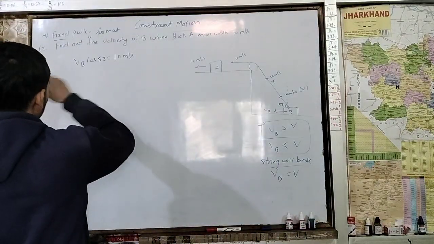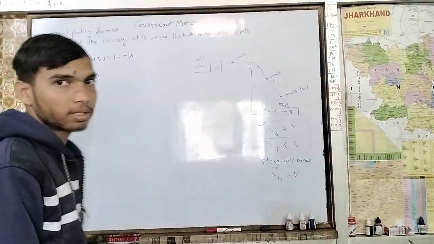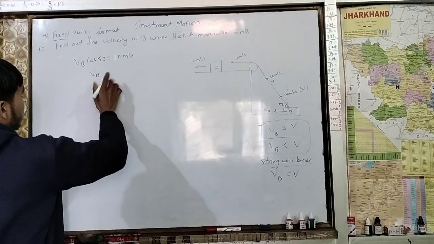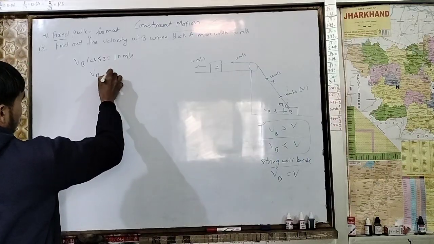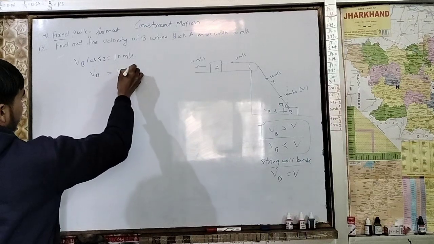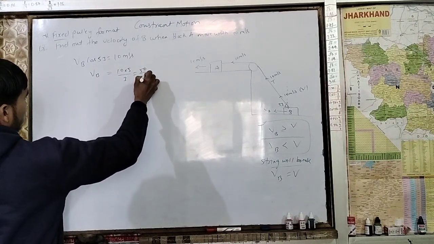So finally your velocity will be how much? Cos 53 is 3 upon 5. So 10 times 5 upon 3.